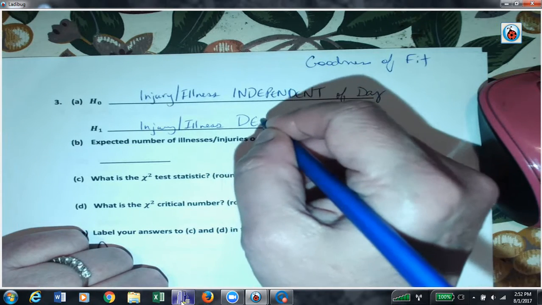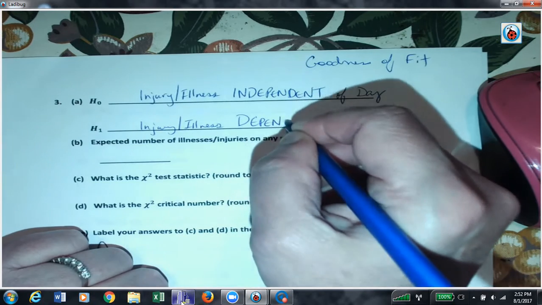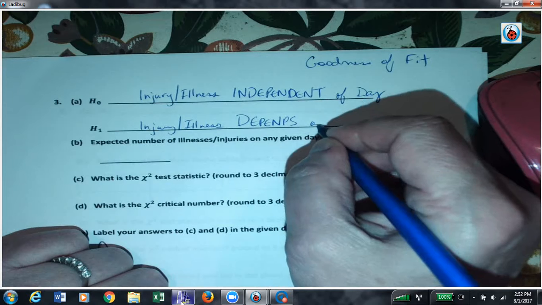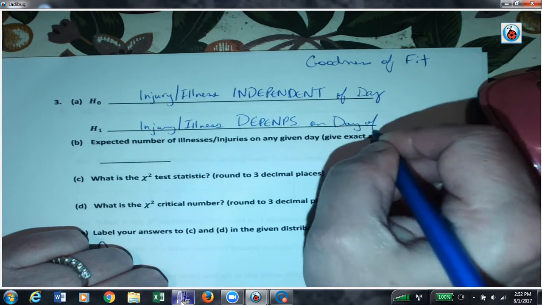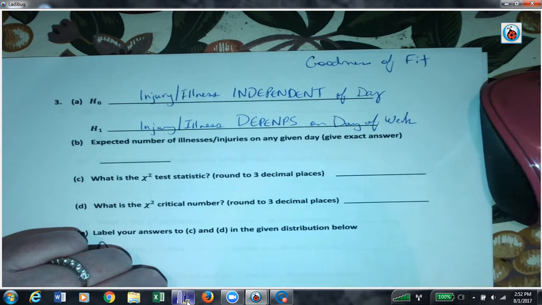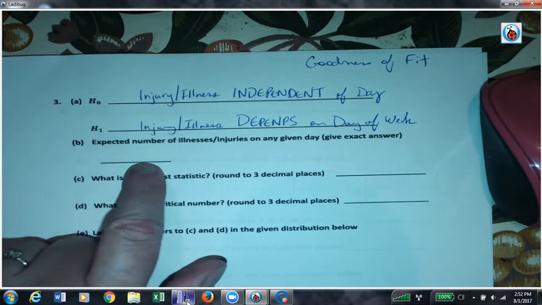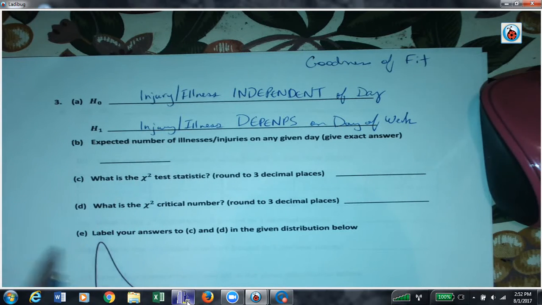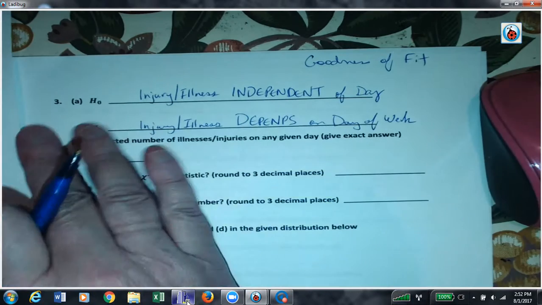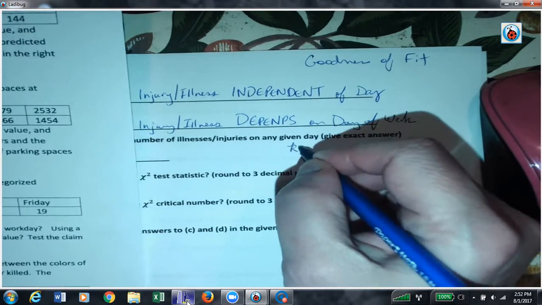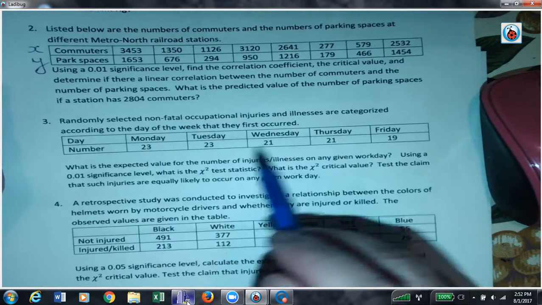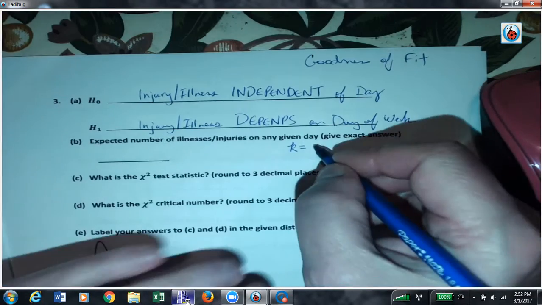So there's some kind of dependency there. Now, what is the expected number of illnesses or injuries? Okay, well, how many categories are there? We have 1, 2, 3, 4, 5. So K is equal to 5.